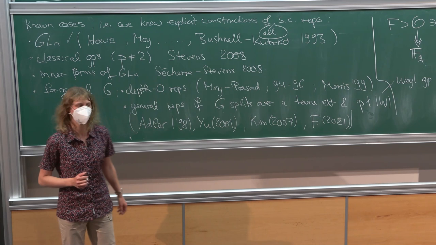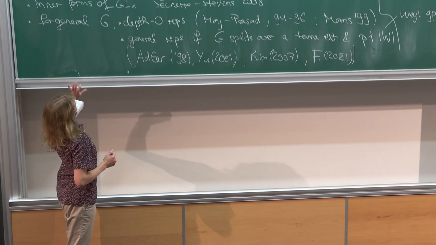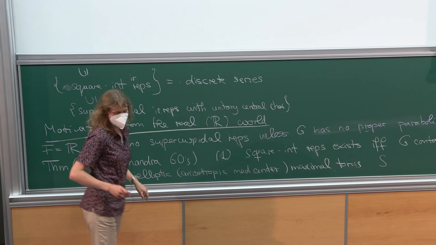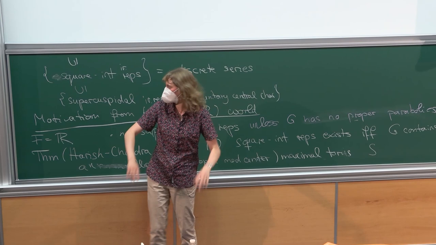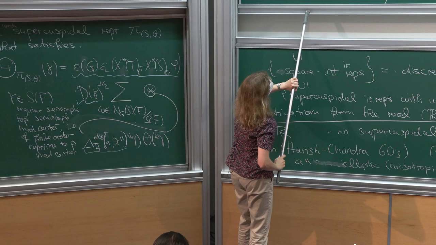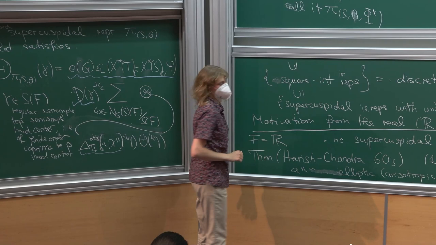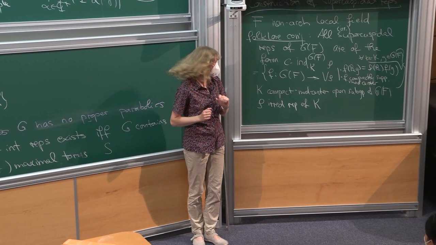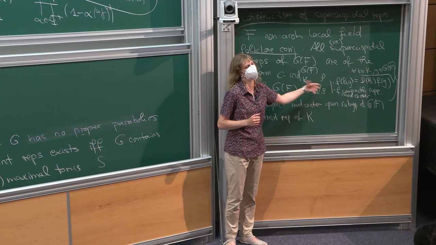All right, so what I'd like to do now is to guide you into how to construct some of these representations. What do these mysterious objects that have this nice character formula look like? And well, how do we do it? We do it by following the folklore conjecture. So what do we need? We need to find nice compact open subgroups and representations of them so that we can compactly induce.